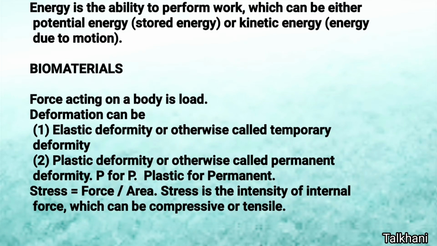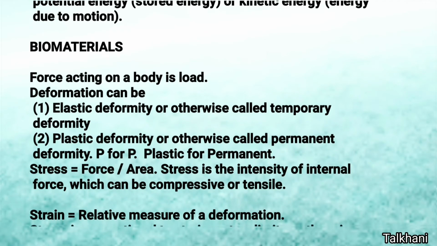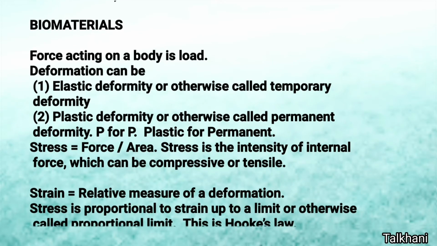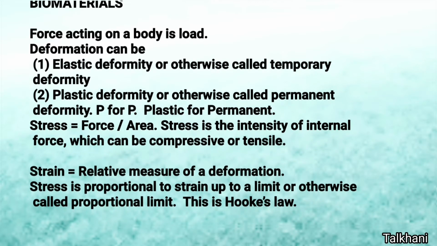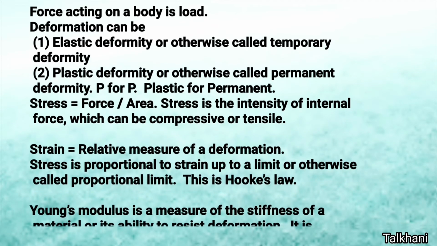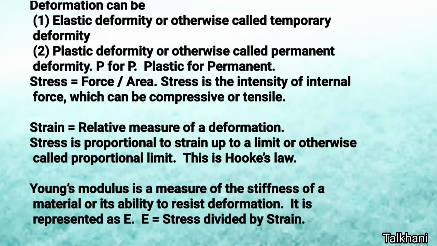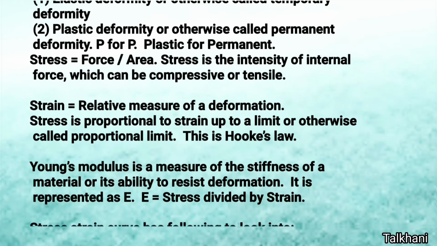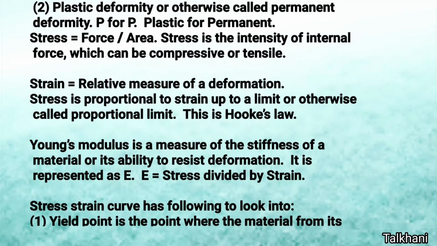Number 1, yield point. Yield point is the point where the material goes from its elastic region of temporary deformation on to the plastic region, which is a permanent deformation. Number 2, ultimate strength is the maximum strength obtained by the material. And third thing to look for in the stress-strain curve is breaking point, which is when material fails. Plastic deformation is calculated by the change in the length after the load is removed.